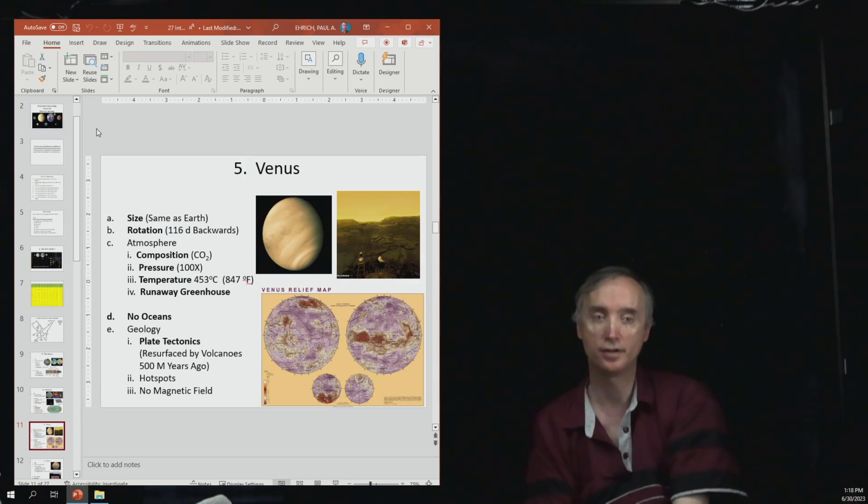Now let's go out to Venus. Why is Venus so hot? Why does Venus have such a thick atmosphere? Why is Venus's atmosphere composed of carbon dioxide? Why doesn't Venus have liquid oceans? Does Venus have plate tectonics? And if not, why?